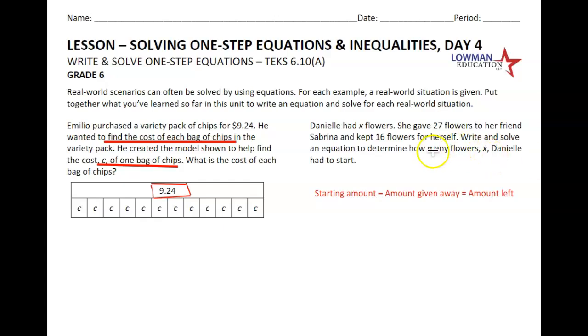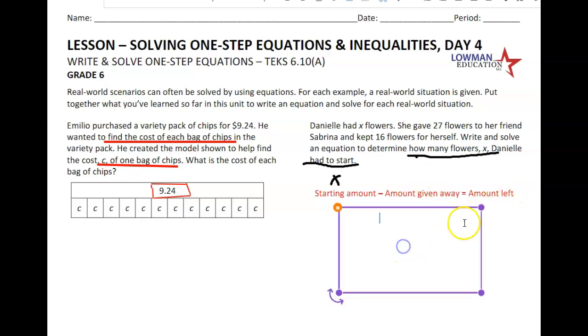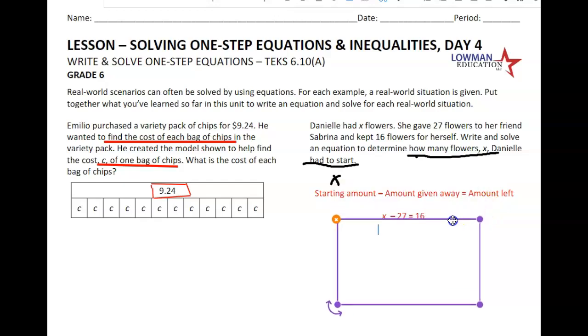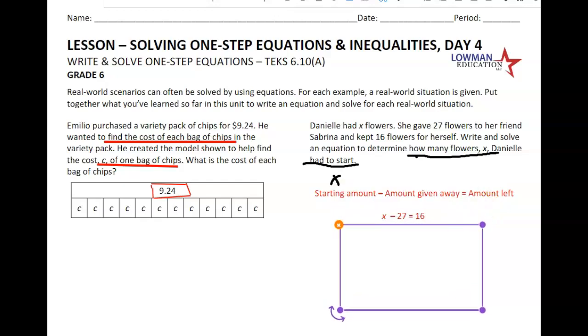The variable represented in this situation is how many flowers Danielle started with. So we're going to take that. That is our variable. We're going to subtract what she gave away, which is the 27. And we know that she had 16 left over. So we're going to use working backwards to write our equation.